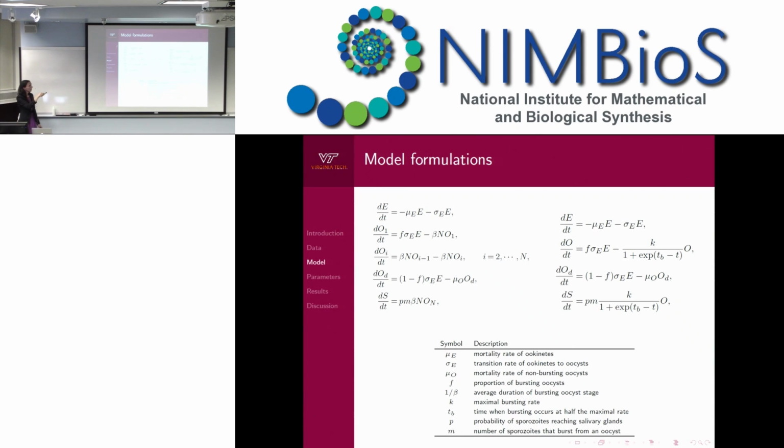So what we have in our ookinete compartment is that some of them die and some of them transition into our oocyst compartment. Some of those transition into the bursting oocyst, that's our parameter F. Some of them transition into our non-bursting population, so that's 1 minus F. And then we only consider mortality in our oocysts that do not burst. That's coming up in this mu sub 0. And then we have this transition rate beta between each of our compartments.